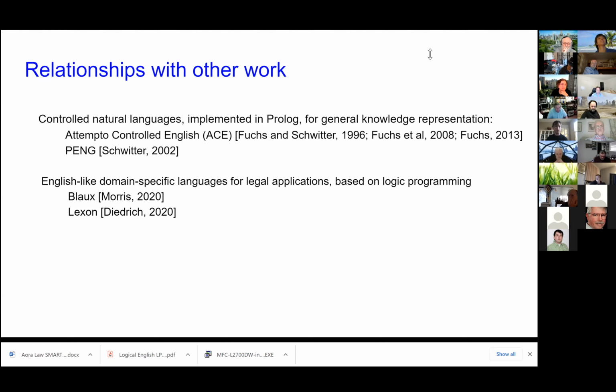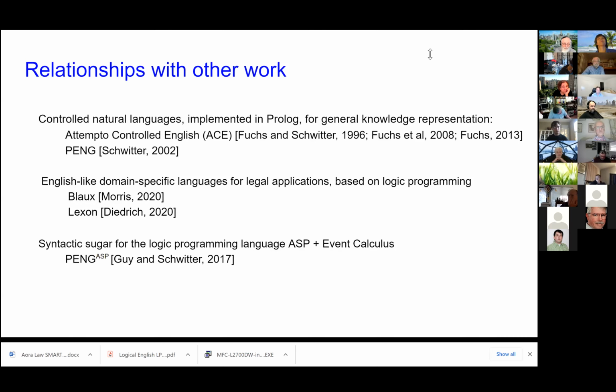Very recently, you can see 2020, two very recent entries into the market for smart contract languages are based on logic programming, but these are, again, not focused on general purpose computing, but rather on domain specific languages for either legal contracts or legal documents, as in the first case of blocks, or on smart contracts, as in the case of Lexon. The closest work to the work I'm going to present here is that by Schwitter and his student Guy, Peng, as a sugared up syntax for ASP. So what makes this closer is that it is intended as a syntax for ASP.